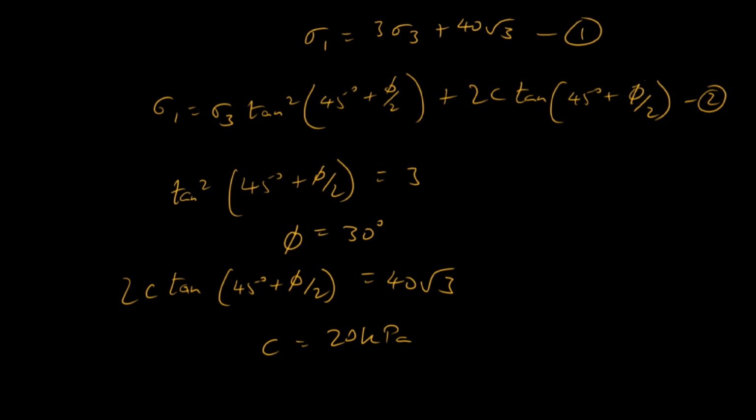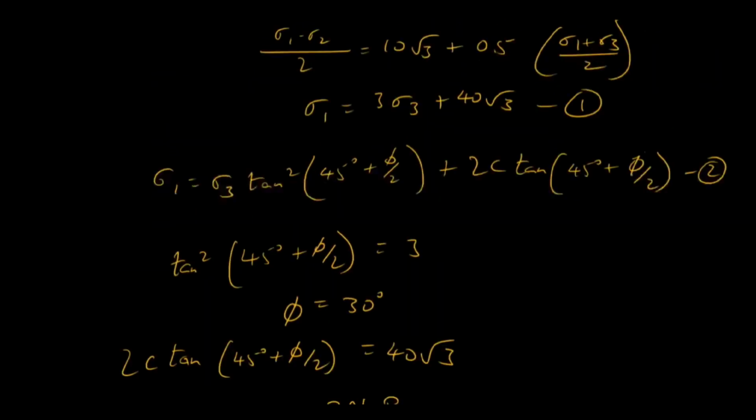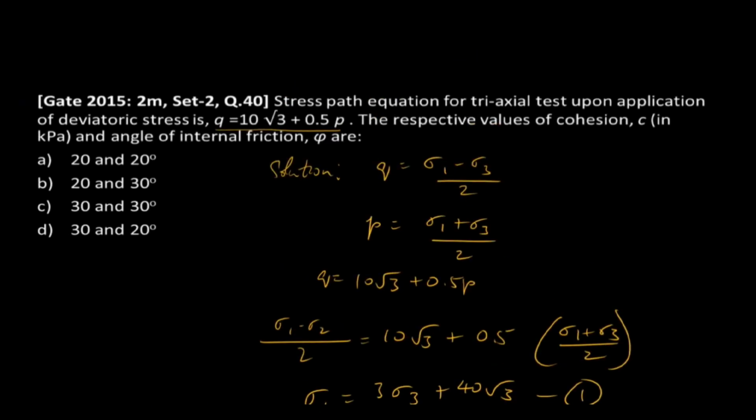So phi is equal to 30 degree, c is equal to 20 kPa. Yes, 30 degree and 20 kPa. Option B is the right answer.